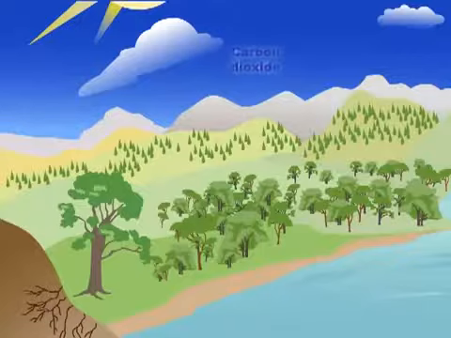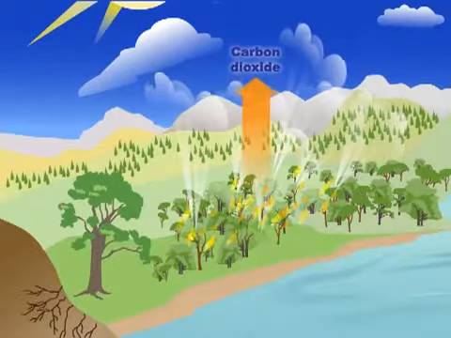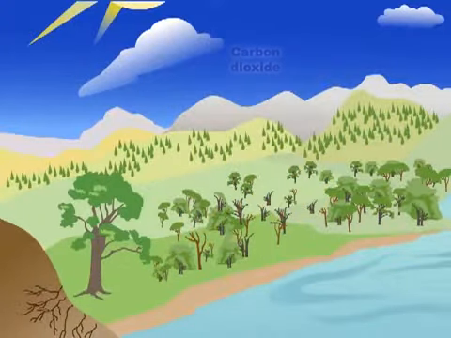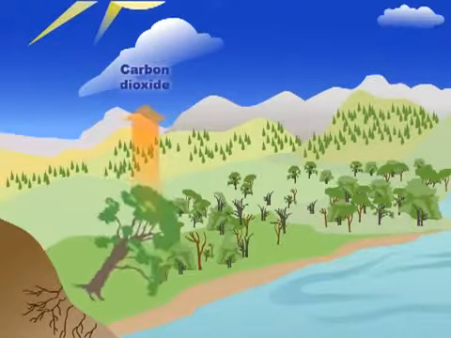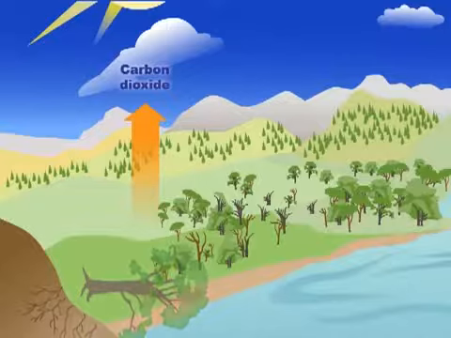One way that carbon dioxide gets into the atmosphere is when plants burn in a wildfire, and their carbon is converted back into carbon dioxide. Carbon dioxide also goes back into the atmosphere when plants and animals die and decompose.